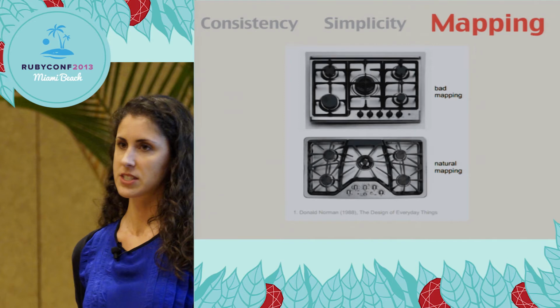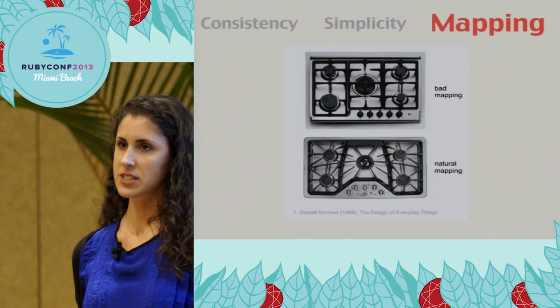A great example here is a stove. There's both a bad example and a good example. The top example shows a number of burners on a stove, arranged in some fashion. Then you have all these knobs that manipulate these burners, but the knobs are in a row, so it's not obvious to a user which knob goes to which burner. The stove on the bottom shows a layout of burners and then knobs in the same exact layout. So there's a really good mapping here.